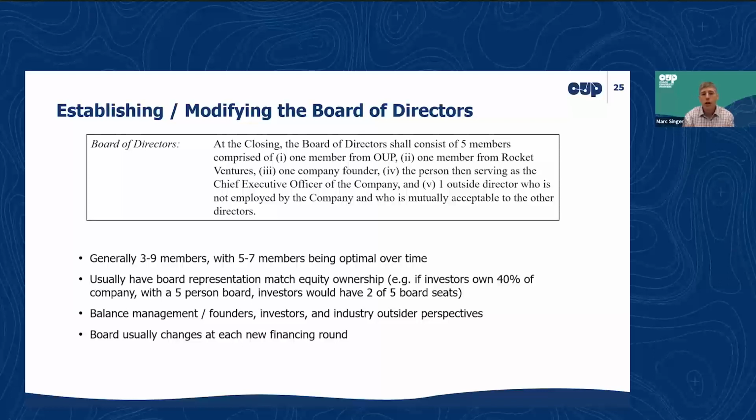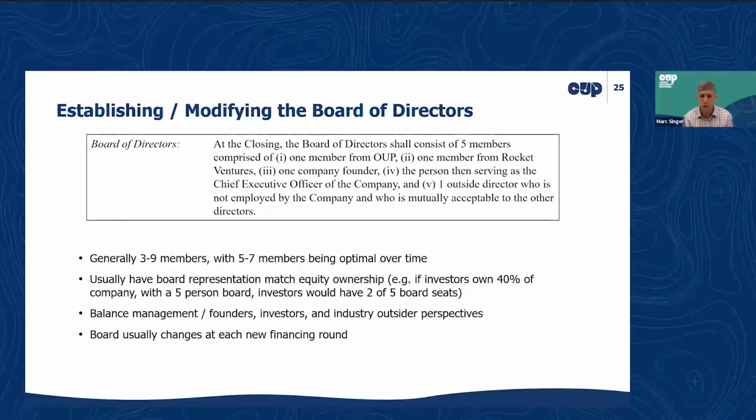And usually, a good board has 5 to 7 members over time. If it's too small, often you're not getting enough good input at the board level. If it's too large, then it's just an unwieldy group. So we generally prefer 5 to 7 member boards. And usually you want the board membership to match the equity ownership. So if you've raised 2 rounds of capital and you have investors that own 40% of the company, you would generally want investors to have 40% of the board.